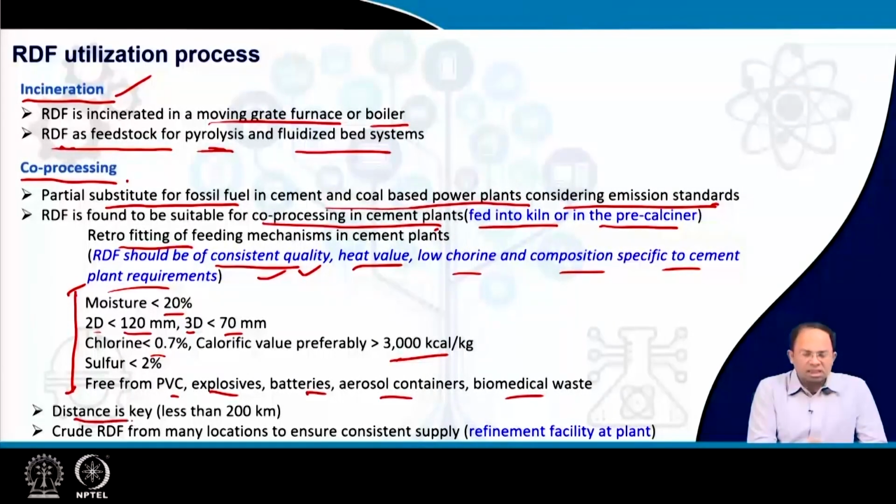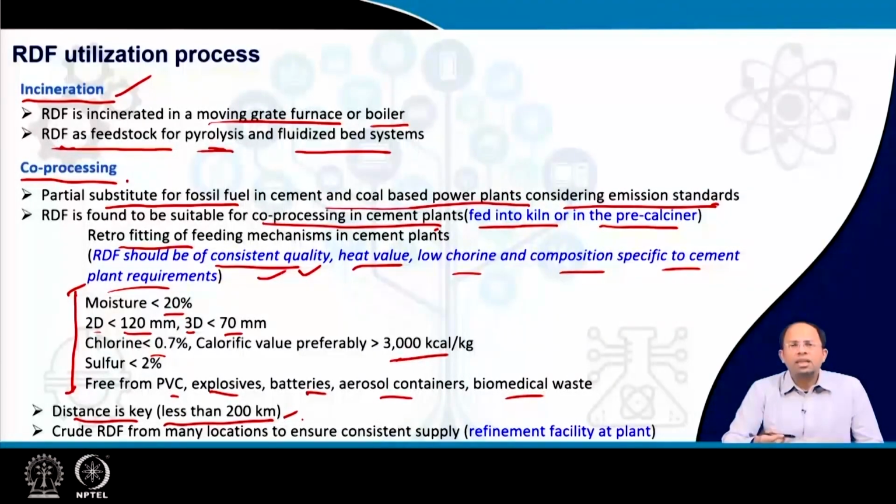Whereas the other issue is the distance. That means we cannot spend too much money on the transportation cost. We are producing pellets and it is supposed to be economical to use this in the industry. So if it is more than 200 kilometers, it is neither economical nor environment friendly, because we will be spending too much on fossil fuel to transport the waste. So it should be less than 200 kilometers, but as SWM rules specify, it has to be utilized in plants which are within 100 kilometers of an RDF plant, right?